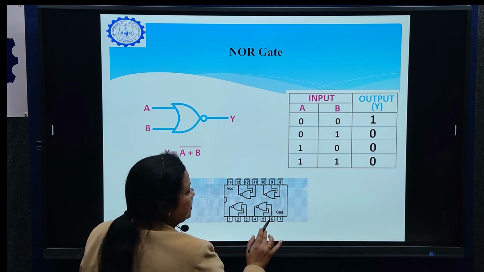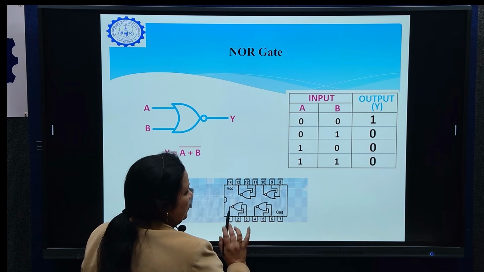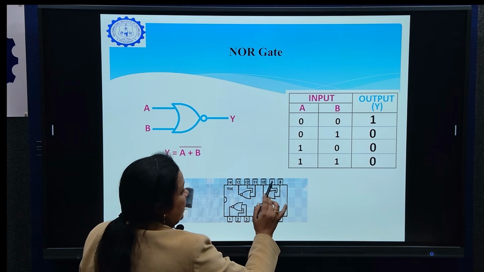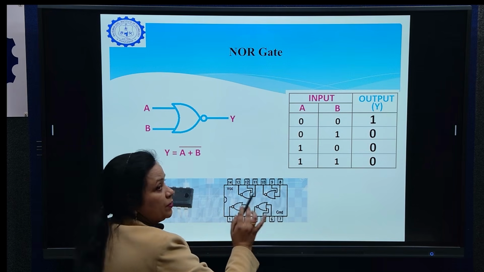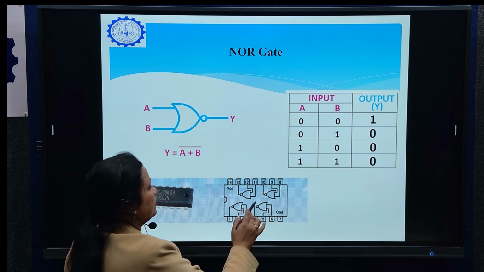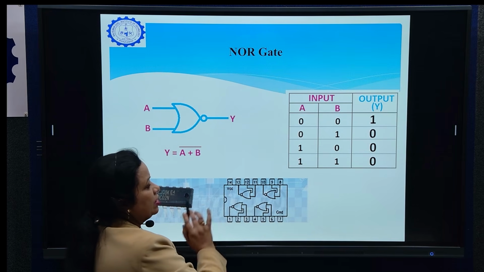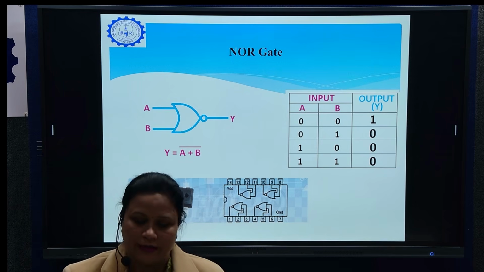Similarly, at 5 and 6 we are giving the input, output is obtained at pin number 4. At 8 and 9 we are giving the input, output is obtained at pin number 10. At 11 and 12 we are giving the input, output is obtained at pin number 13.